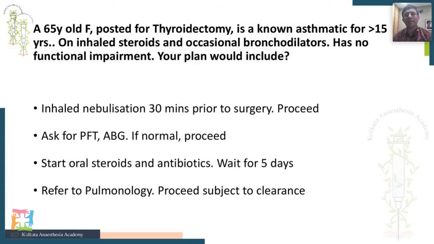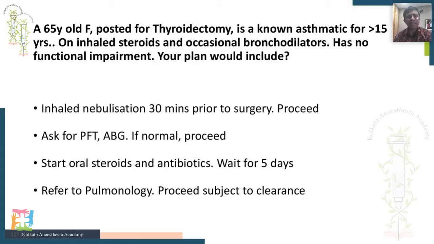Okay, so this is a 65-year-old female posted for thyroidectomy. She is a known asthmatic for more than 15 years. She's on inhaled steroids on a regular basis, occasional bronchodilators inhaled, has absolutely no functional impairment. She does her routine work. She is able to climb 2 flights of stairs. She is not breathless. She talks to you perfectly. All right. Our other routine hematology and biochemistry is normal. What would your plan for this lady be?